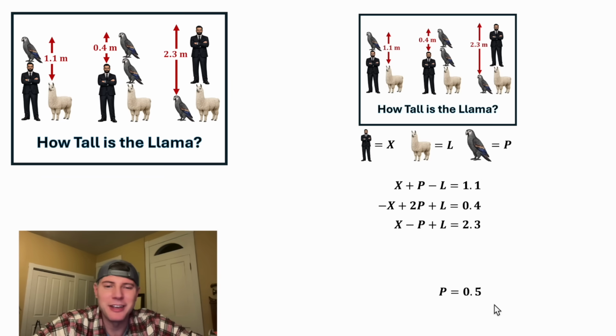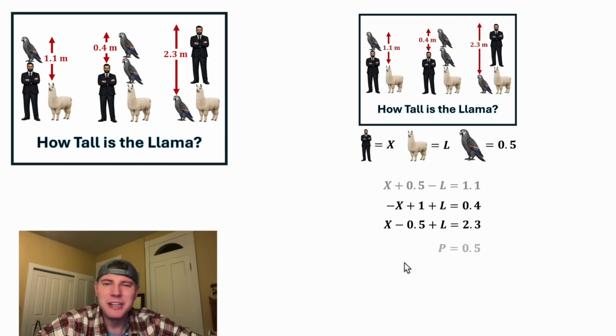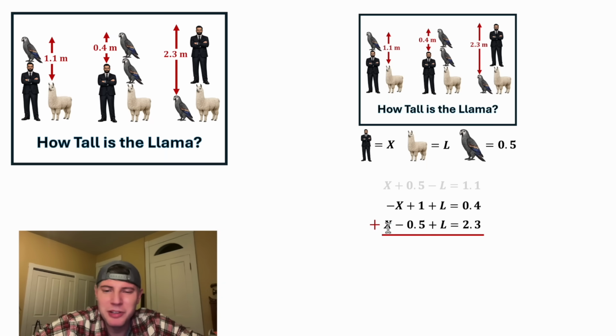And now we have the value for p. In the place of this p, let's plug in 0.5. And we can also do the same thing here. In the place of this p, let's plug in 0.5. And then 2 times 0.5 is equal to 1. And then for this p, we can also plug in 0.5. And now from here, if we focus on the bottom two equations and add them together, we have negative x plus x goes away. 1 plus negative 0.5 is 0.5. L plus L is equal to 2L. And on the right-hand side, 0.4 plus 2.3 is equal to 2.7.